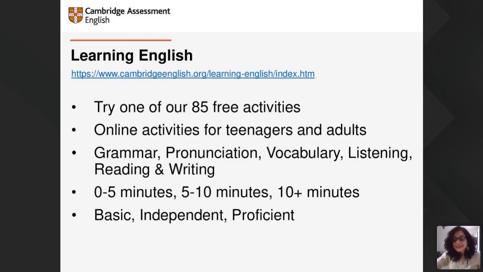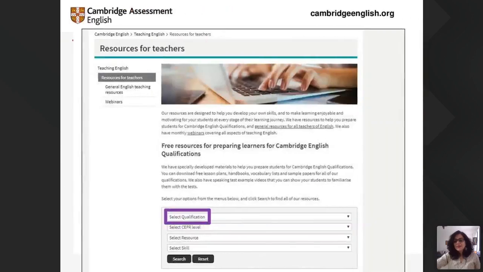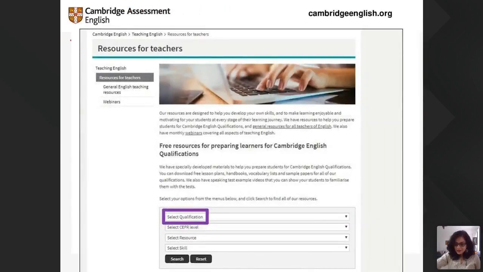Right, and these activities and these tasks are of varying lengths. They are not very long because the attention span of the candidate has to be taken into account. So they range from 0 to 5 minutes to 5 to 10 minutes and 10 plus minutes. And they are aimed at all basic, independent, and proficient language learners, right? Who are at A1, A2, B1, B2, or C1, C2, all 6 levels.